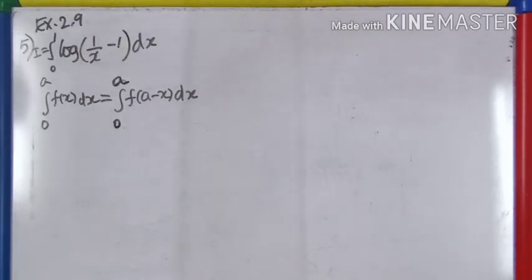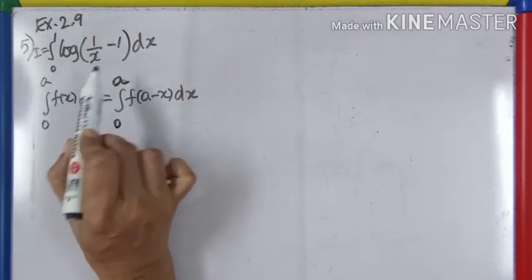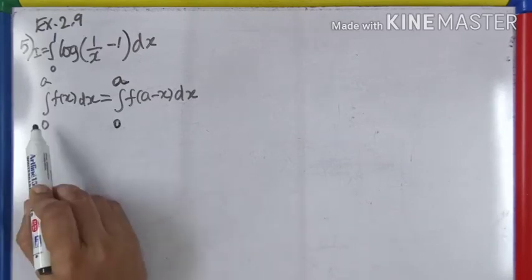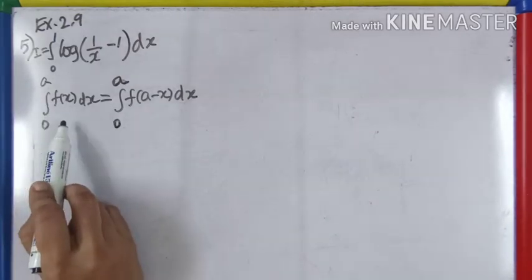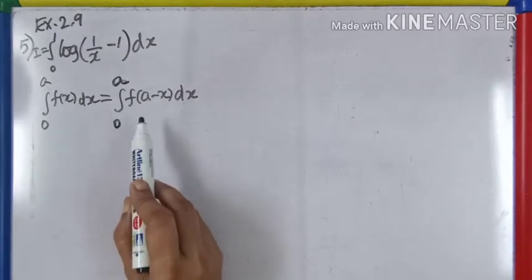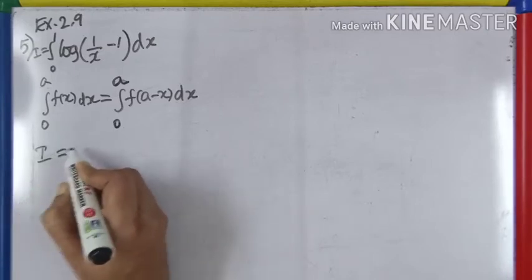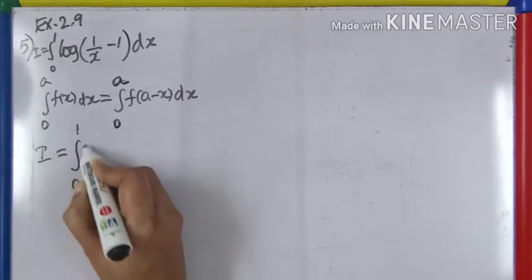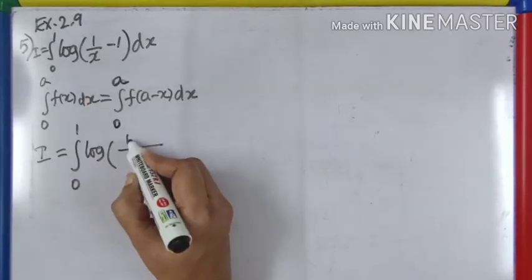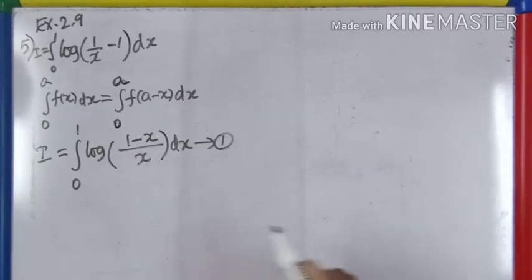Question number 5. I equals integral 0 to 1 log 1 by x minus 1 dx. Here again we use the same old property. Integral 0 to a f of x dx is equal to integral 0 to a f of a minus x dx. Let me simplify the given question. 0 to 1 log, the LCM is x, it becomes 1 minus x by x. Call this as number 1.